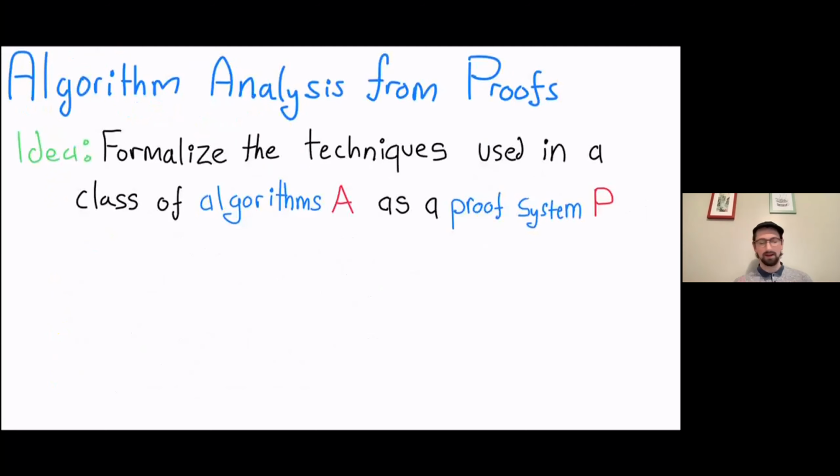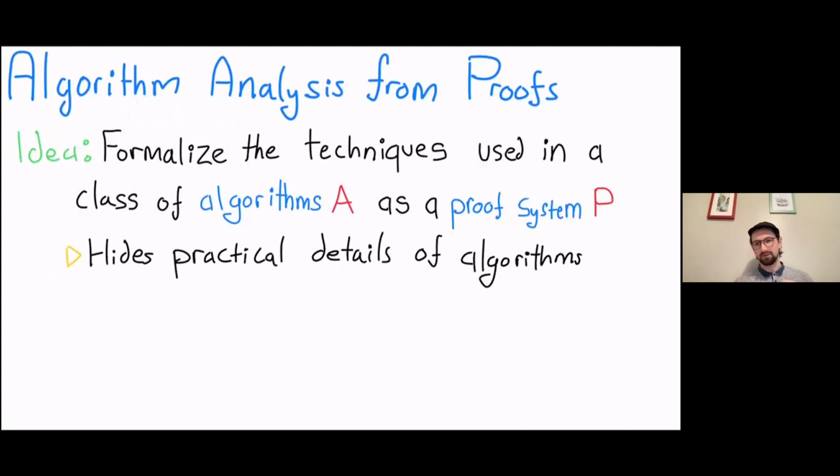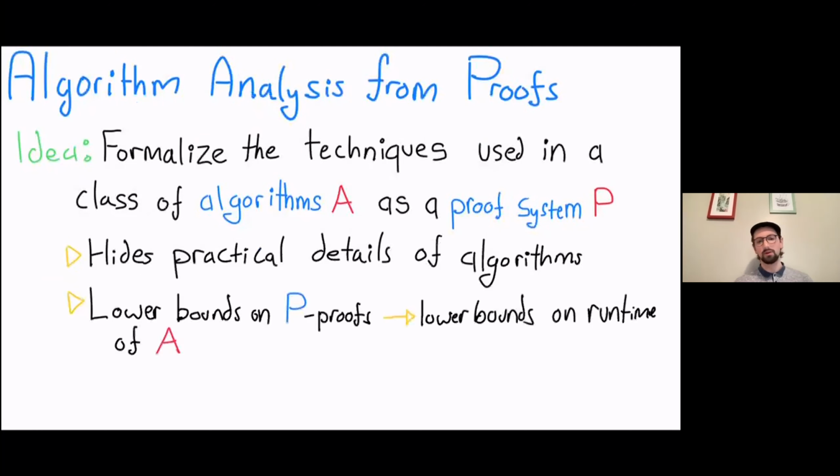Okay, so algorithms from proofs. You're probably familiar with this. Basically, proof complexity provides a nice way to analyze practical algorithms. What you can do is formalize the techniques used in a class of algorithms as a proof system. This hides the practical details of the algorithms, and then lower bounds on the length of proofs in these proof systems imply lower bounds on the runtime of the algorithm.